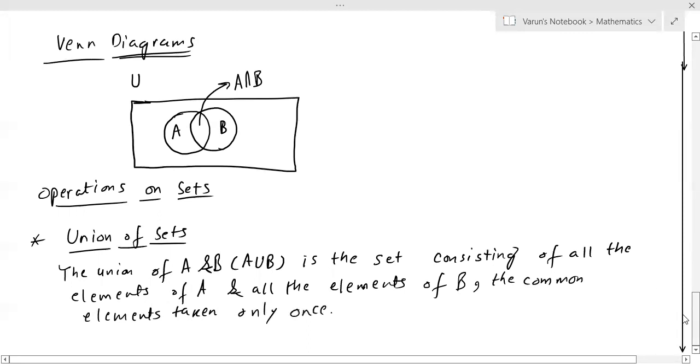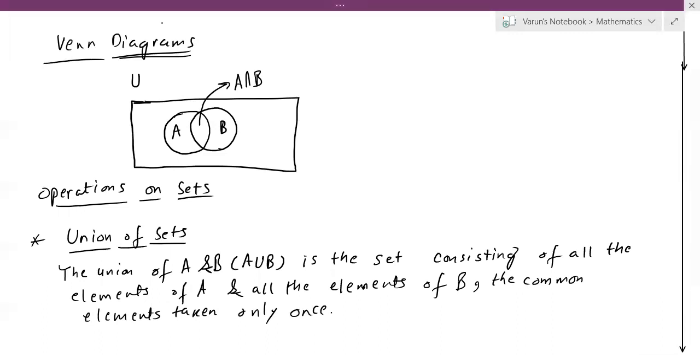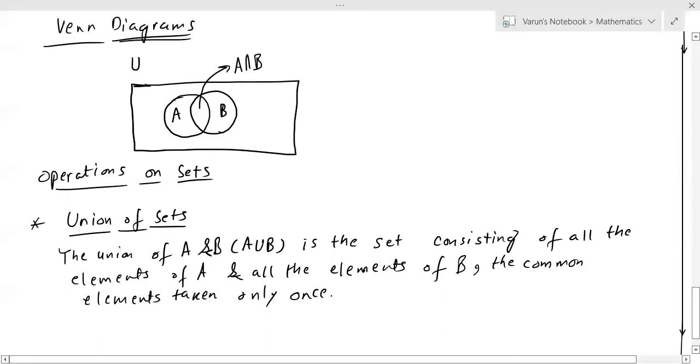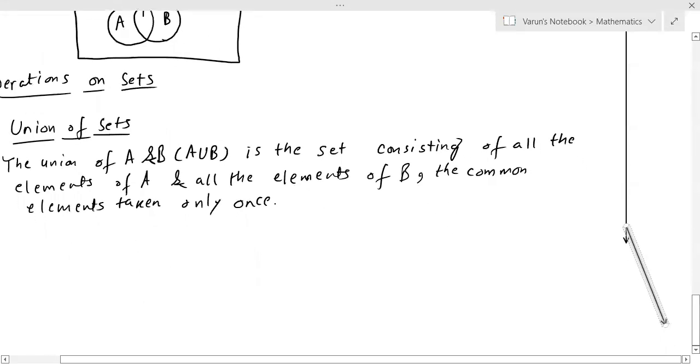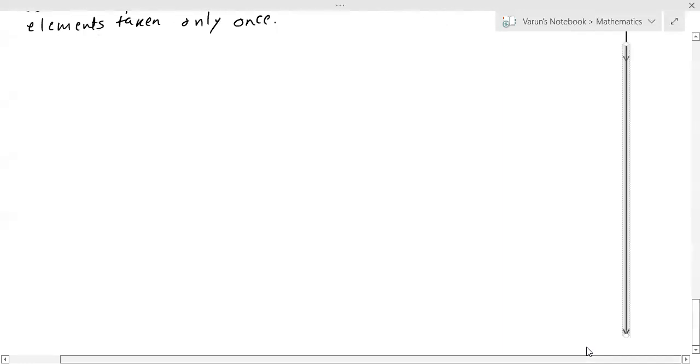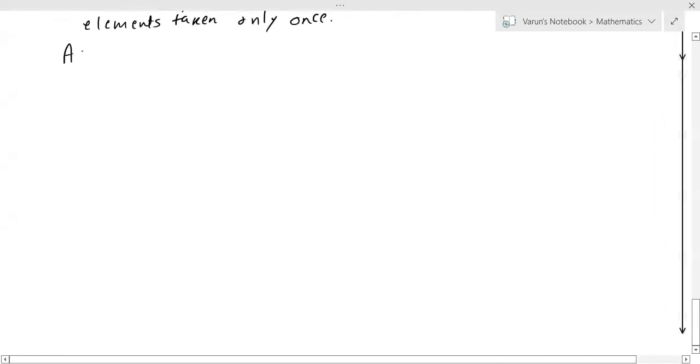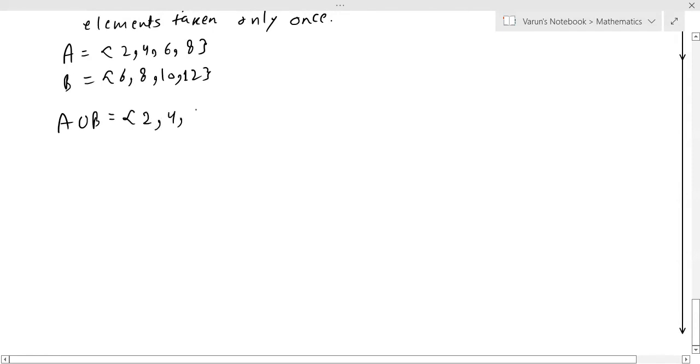For example, just a simple example. Let's say A is the set {2, 4, 6, 8}, and B is the set {6, 8, 10, 12}. Then A union B will obviously be {2, 4, 6, 8}, and 6, 8 should not be repeated, so then 10, 12. Right? Yes, sir. Okay.